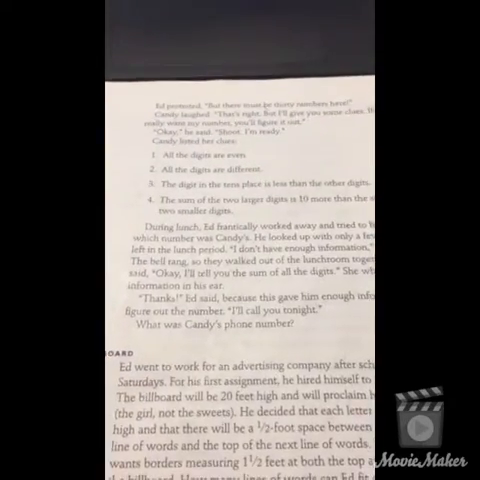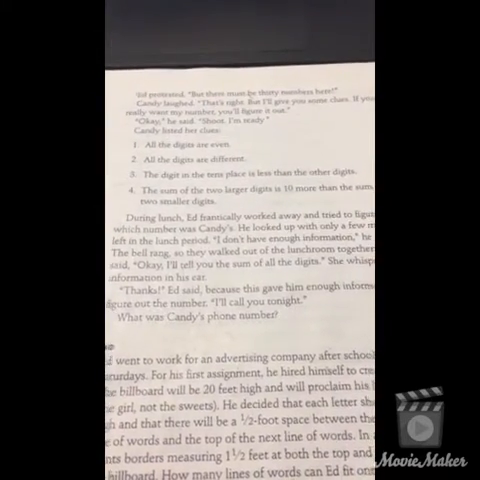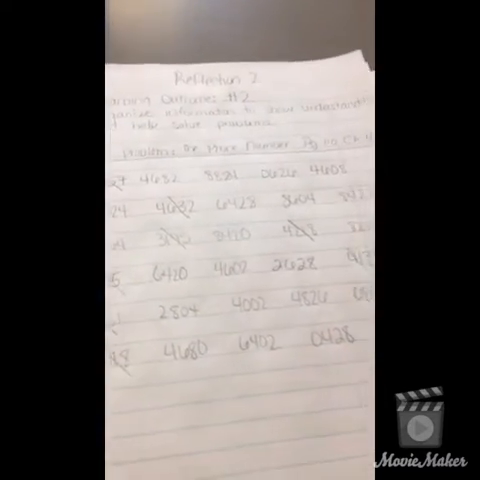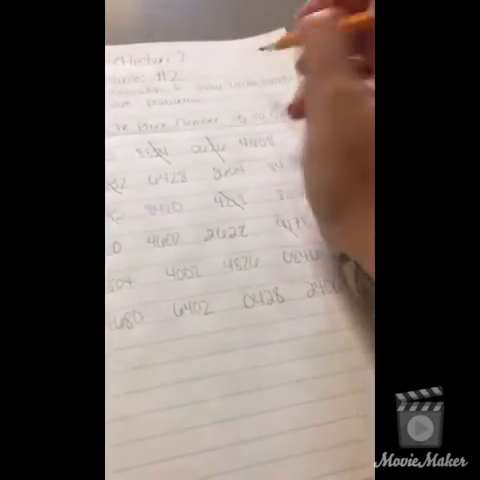Okay, so once I did that, then you move on to the next portion, which is all the digits are different. So then you go back over, and if you find any with the same digits, you can cross those out.